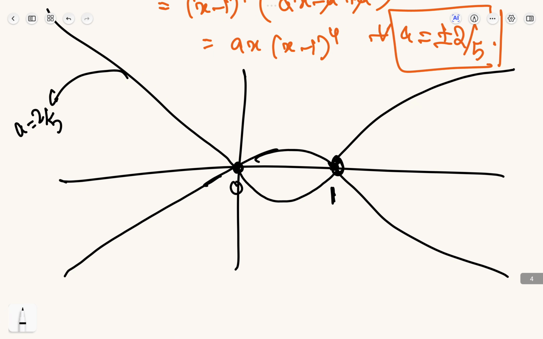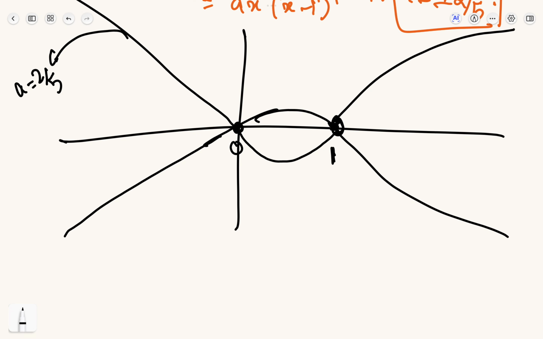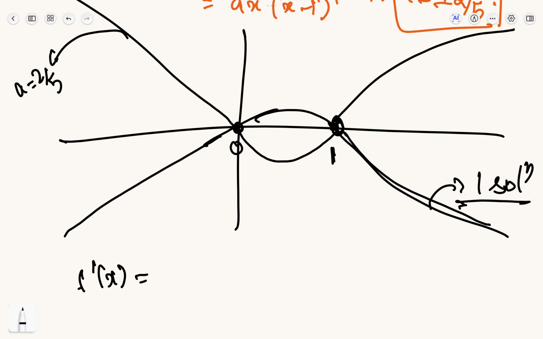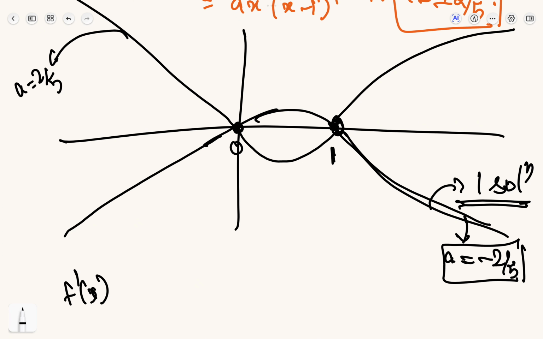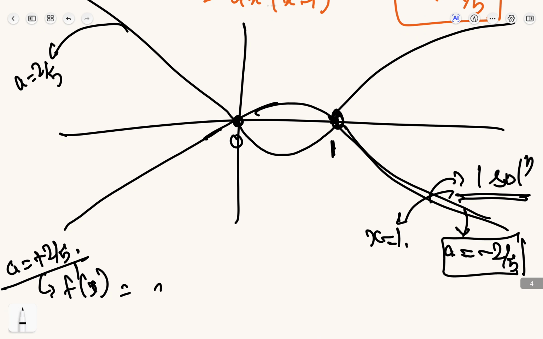So I just need to find the tangent, f dash x. I just need to find the rate of increase of it. So f dash x, obviously in this case you would have only one solution, right? Only one solution. For the second case, this is for a is equal to minus 2 by 5, only one solution, which is x is equal to 1. And for the second case, when a is equal to plus 2 by 5, f dash x would be a times (x minus 1) power 4.